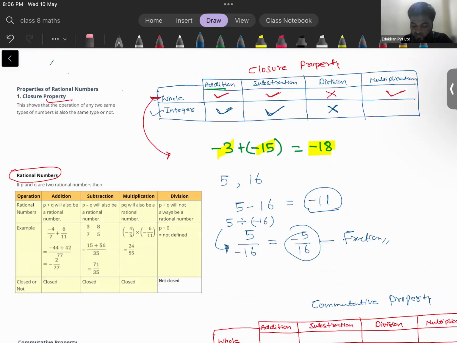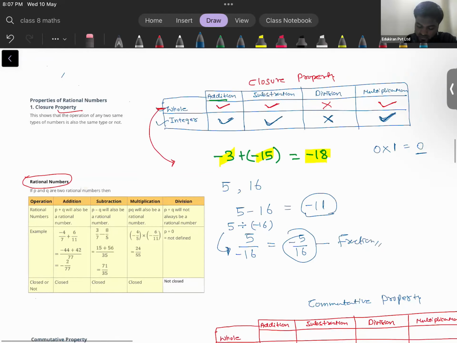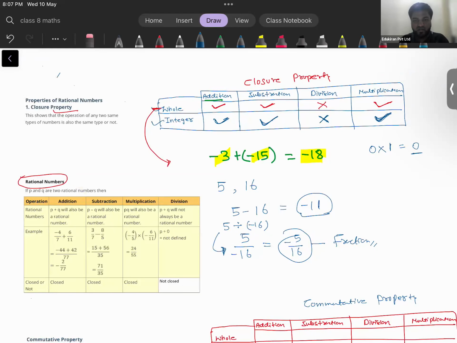What about multiplication? Yes, it is applicable. What if I take 0? 0 multiplied by 1 gets 0. So 0 is an integer, right? So multiplication for all the integers is following the closure property. So remember this, and it will help you in further problems as well.